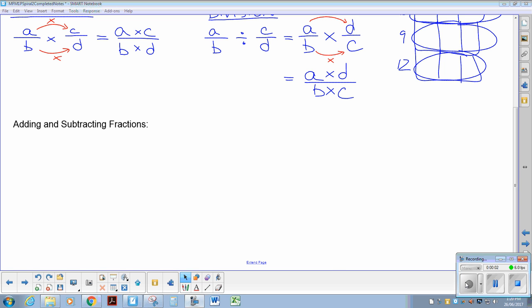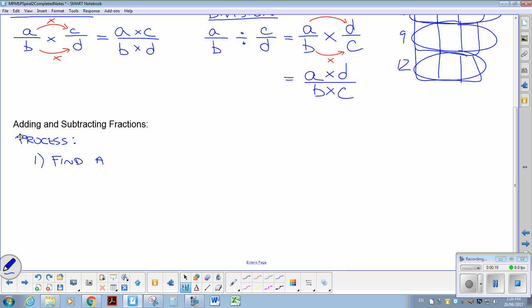All right, the final part in this series is adding and subtracting fractions. So it doesn't really matter. It's the same rule for both of them. So the process, step 1, find a common denominator.